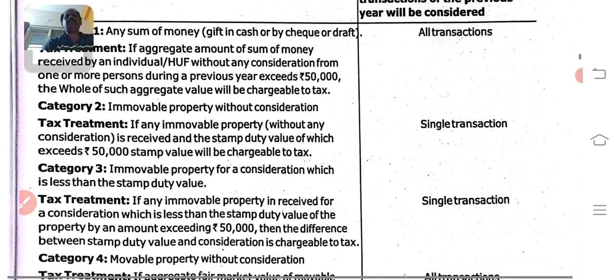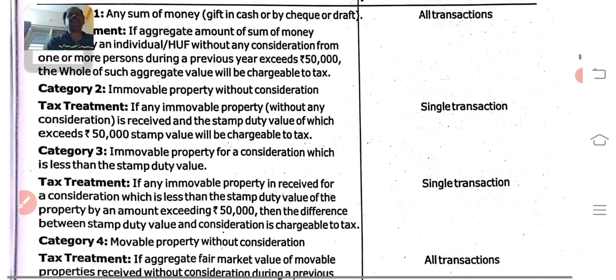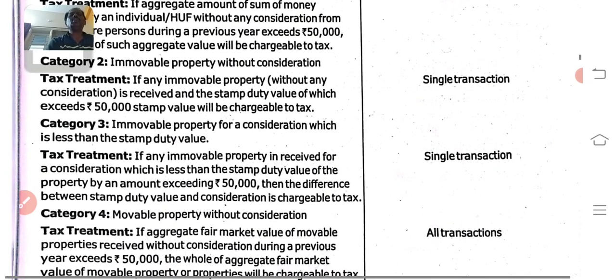The second one, immovable property without consideration. If any immovable property without any consideration is received and stamp duty value of which exceeds 50,000, stamp value will be chargeable to tax. Single transaction. Immovable property for a consideration which is less than the stamp duty value. If any immovable property is received for a consideration which is less than the stamp duty value of the property by an amount exceeding rupees 50,000, the difference between stamp duty value and consideration is chargeable to tax.